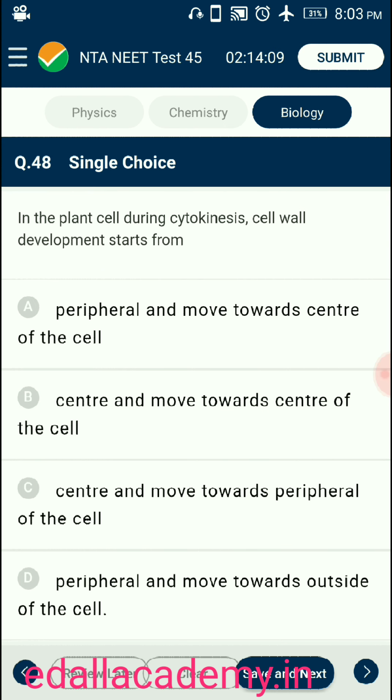Question number 48. In the plant cell during cytokinesis, cell wall development starts from. In plant cell, cytokinesis occurs by cell plate formation, which is formed by fragments of endoplasmic reticulum, Golgi body and remains of spindle fibers known as phragmoplast. A small plate develops in the center which grows towards the periphery, thus touching the existing wall. So the answer for this question is option C, center and move towards peripheral of the cell.